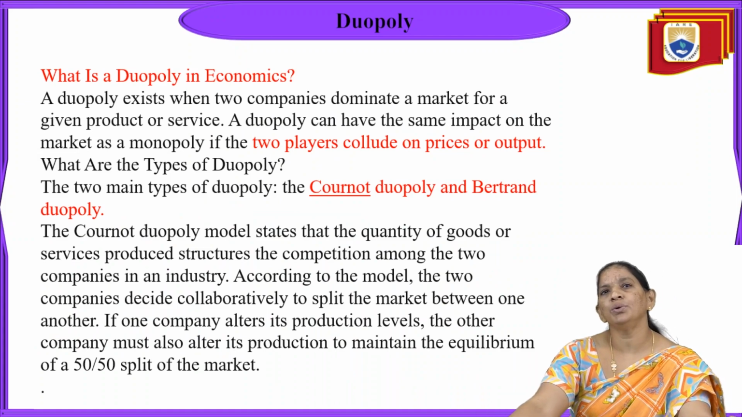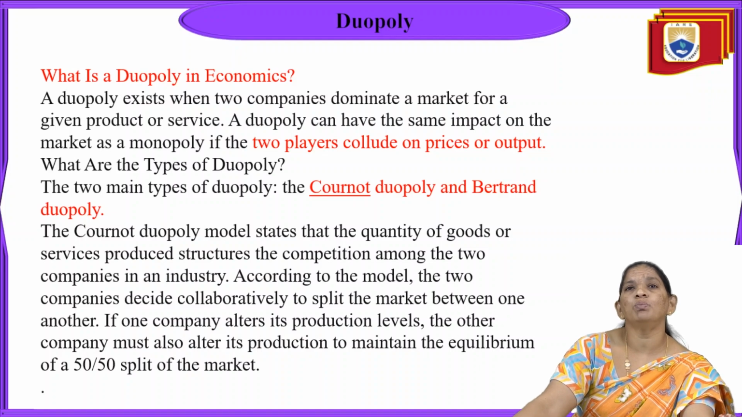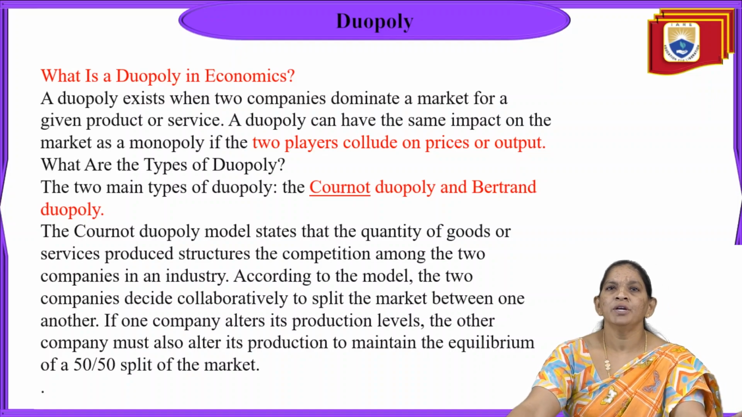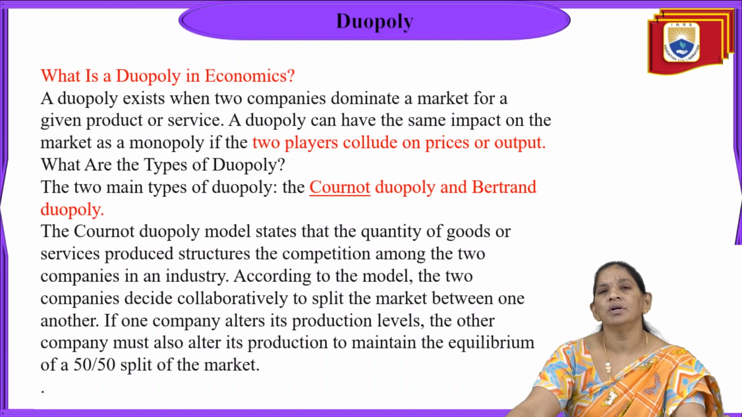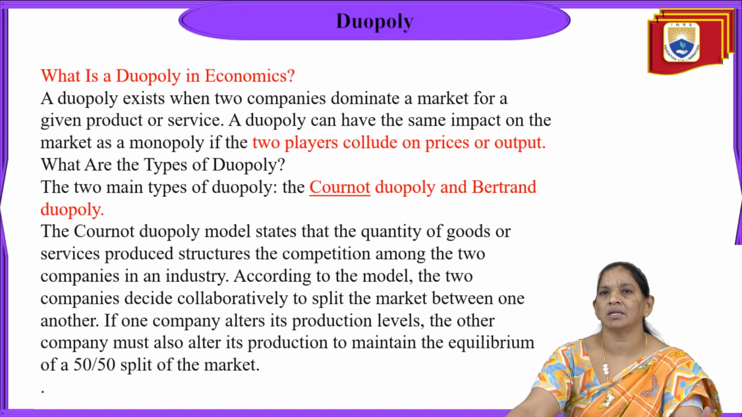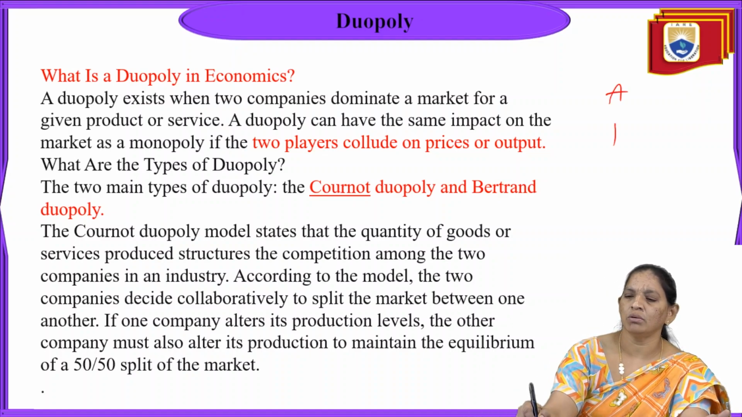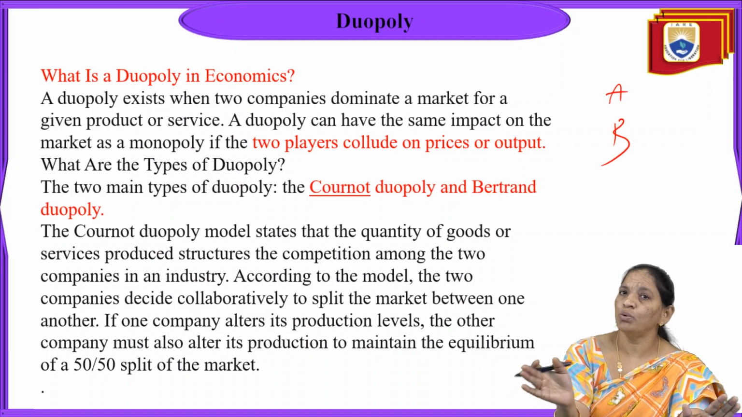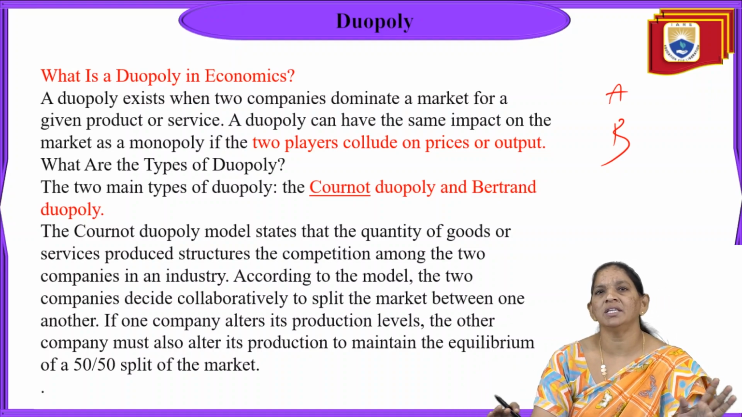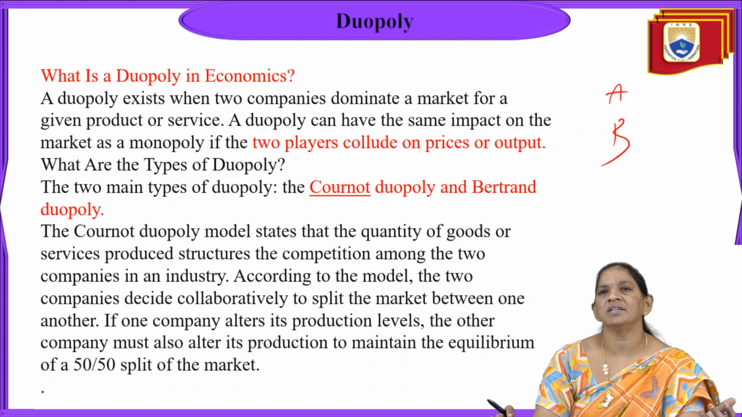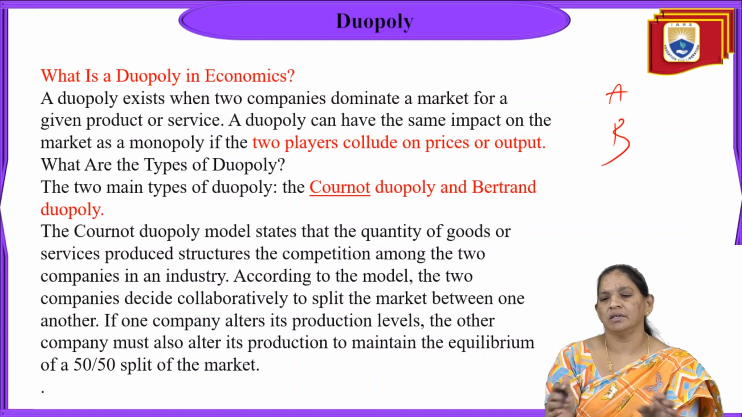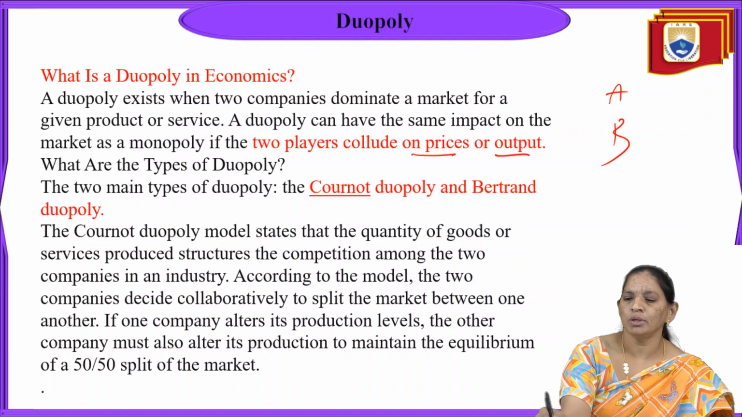So we can come to what duopoly is in economics. From an economics point of view, duopoly means two companies dominating a market, product or service. These two companies will have the same effect in the market, both A and B, like Visa and MasterCard, which we already mentioned. But these two players may compete in price or in output.